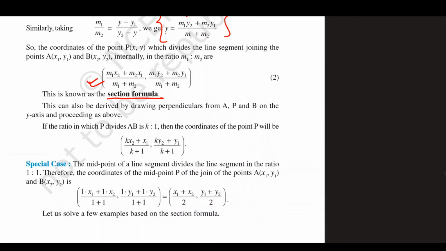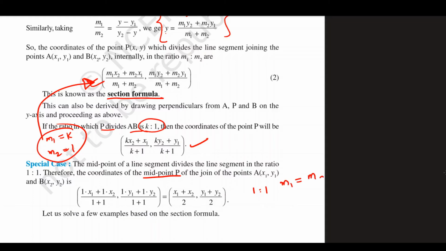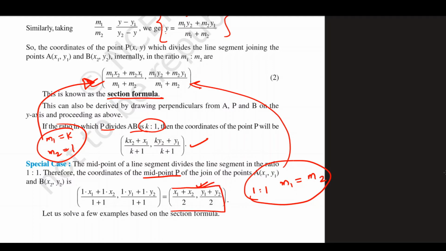Now, if we are looking for a point which divides AB in the ratio k:1, just put m1 equal to k and m2 equal to 1 in this equation, and you will get this formula. Also, if we have to find the midpoint, the midpoint means the ratio is 1:1, meaning m1 is equal to m2. Just put these two things in this formula and you will get this result. This is an easy formula, so you can remember it.